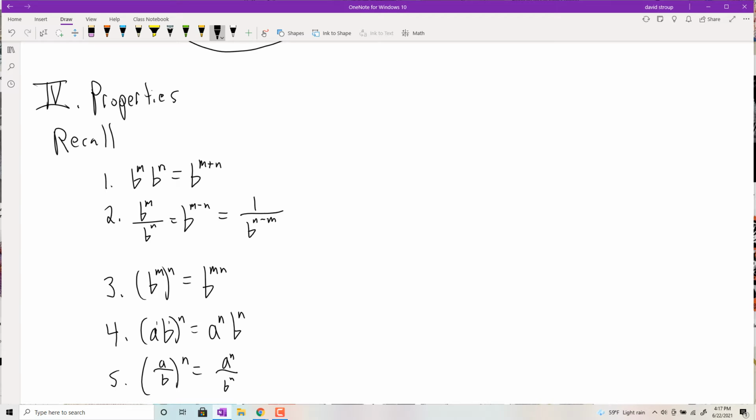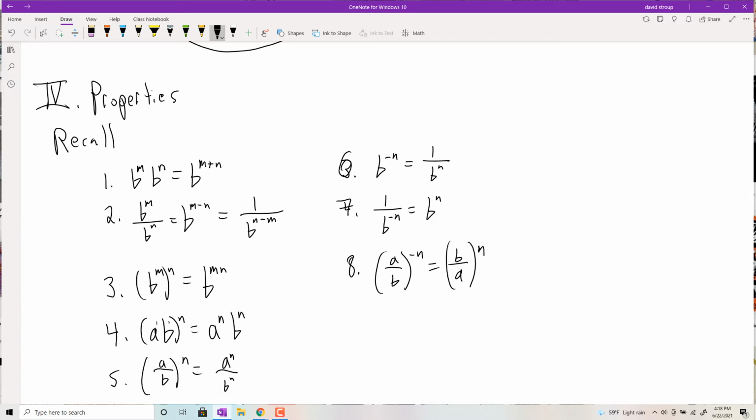And of course from above we have the negative exponent rules. So if you have b to the negative n, that's the same as 1 over b to the positive n. I guess that should be 6. And then 7, if I have 1 all over b to the negative n, that's equal to b to the positive n. And a over b to the negative n is the same as b over a raised to the n. Okay. So hopefully those ring a bell somewhere in your past.